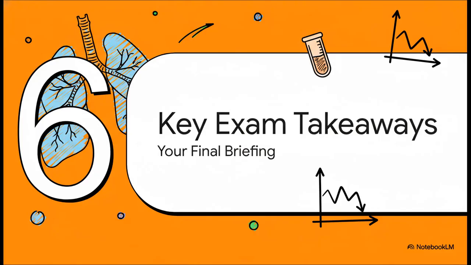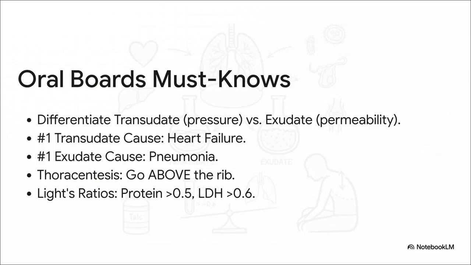Let's boil this all down to the absolute, must-know, can't-forget facts for your exam day. This is your final briefing. This slide is your cheat sheet. Know the mechanism. Transudate is a pressure problem. Exudate is a leaky pipe problem. Know the number one causes: heart failure for transudate, pneumonia for exudate.